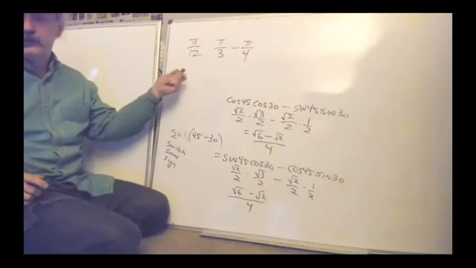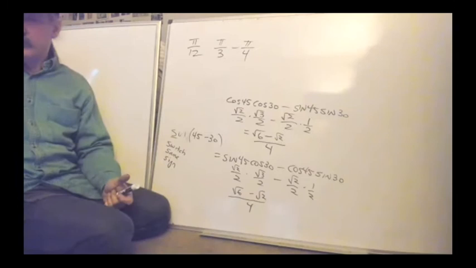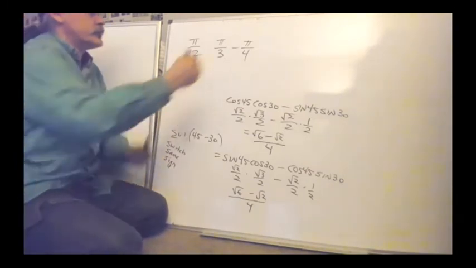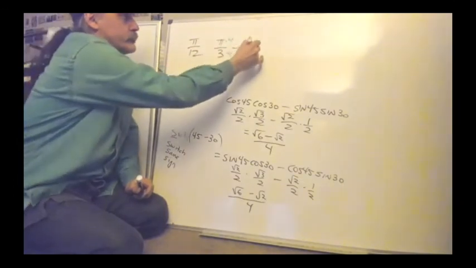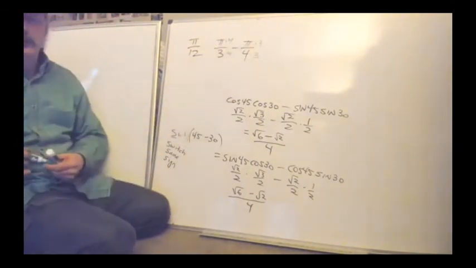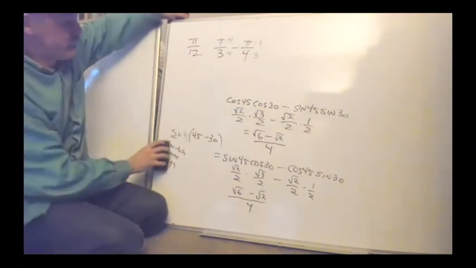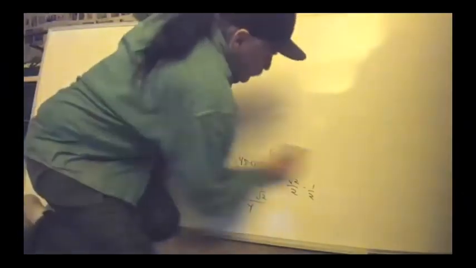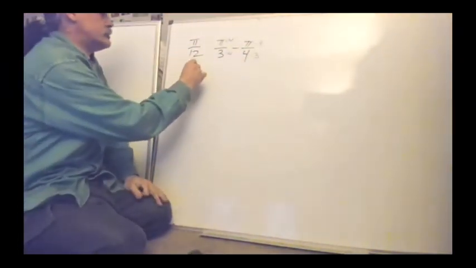Now, there may be another way to get pi over 12. Sometimes there might be more than one way, but in this case, I don't think there is. So when you get a common denominator, you multiply each by the other denominator. And so you can use the sum property of the sine to find the sine of pi over 12 for that reason.